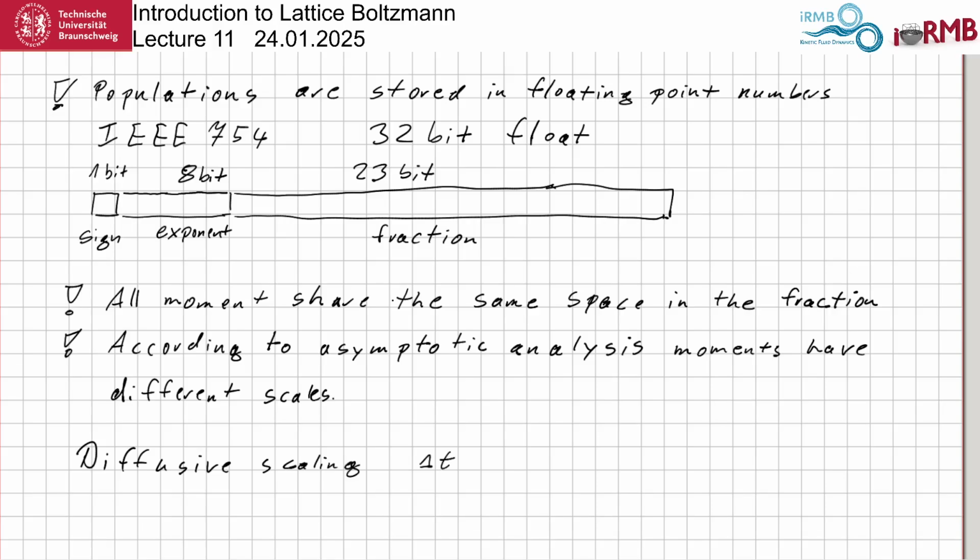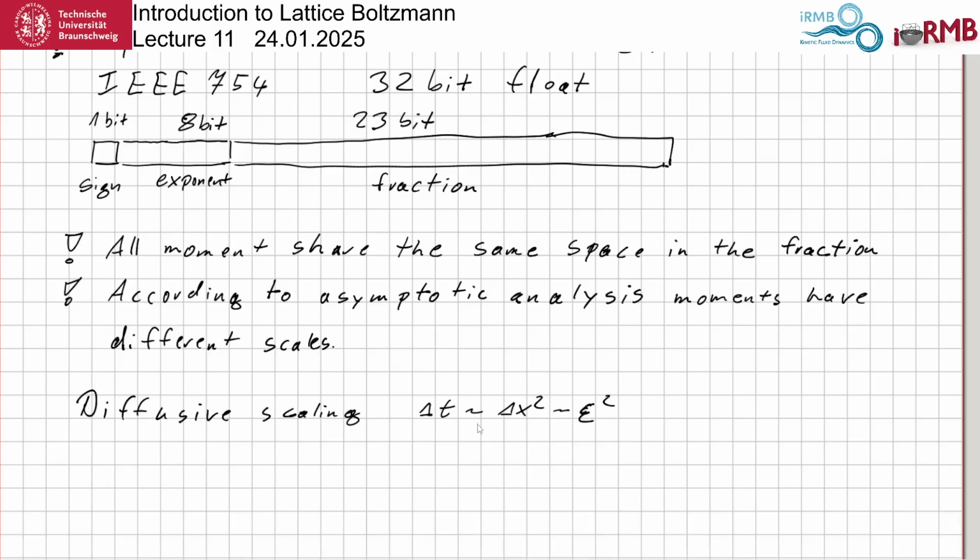Diffusive scaling is something that you need to know in the exam. Delta t is proportional to delta x squared, and this is what we call epsilon squared, the smallness parameter. This is so essential, you don't pass the exam if you don't know this, right? So epsilon is our smallness parameter, and epsilon squared is proportional to delta t.